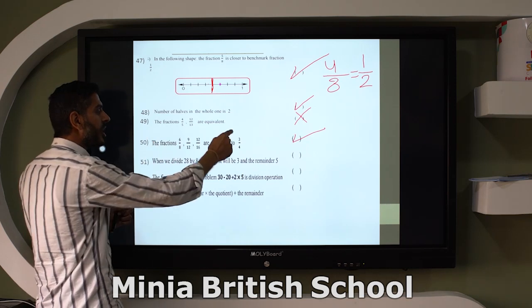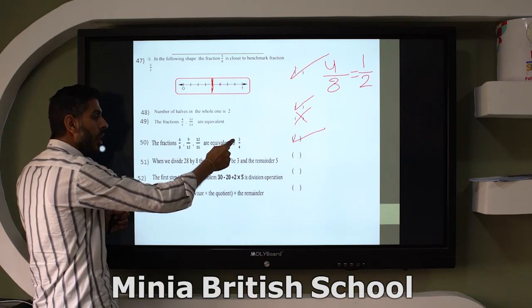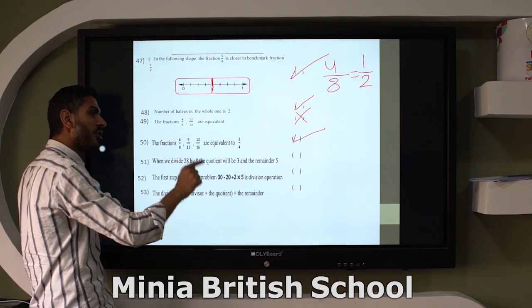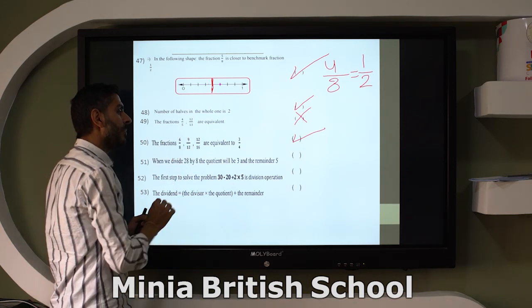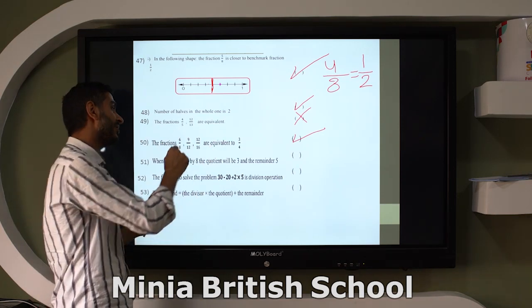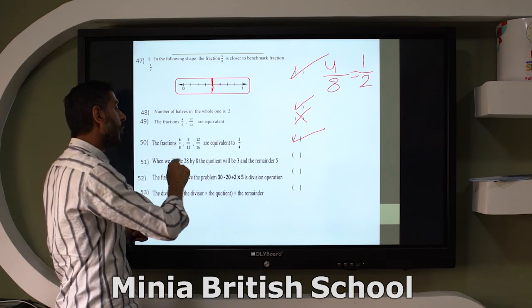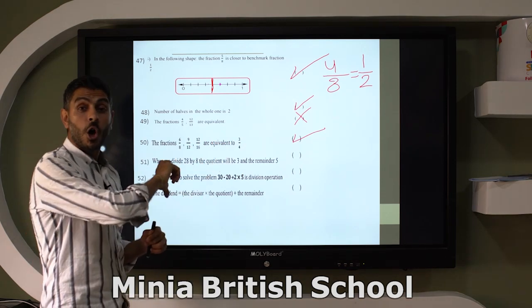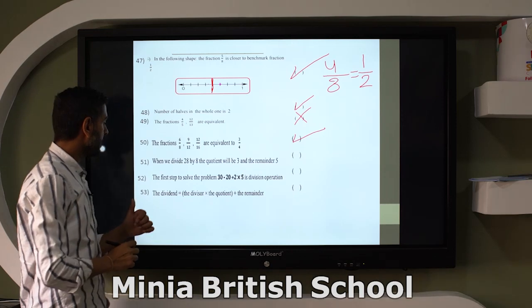Multiply by 3. 3 times 3 equals 9. 4 times 3 equals 12. Right also. Multiply by 4. 3 times 4 equals 12. And 4 times 4 equals 16. So all of them are equivalent.